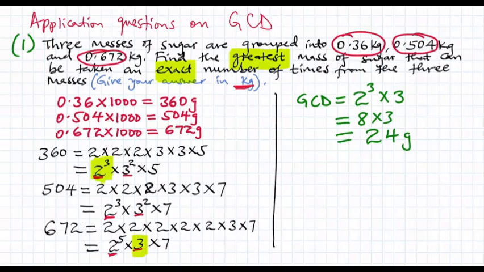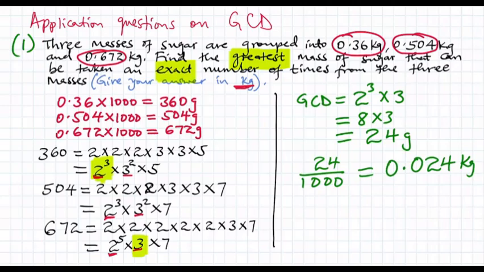But now we need to give the answer in kilograms, so we are going to divide by 1,000. So 24 divided by 1,000, you end up getting 0.024 kilograms. So that is the greatest mass of sugar that can be taken an exact number of times from the three masses.